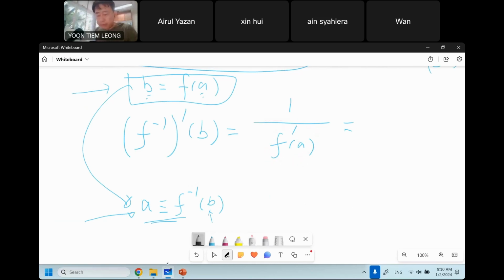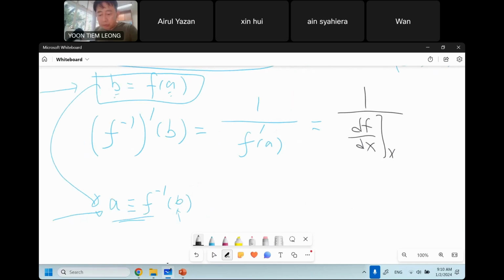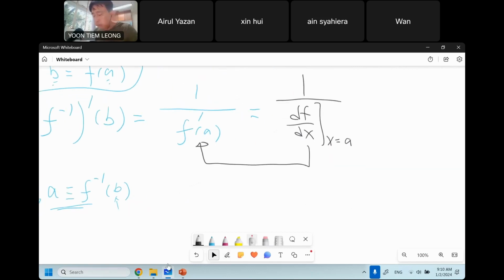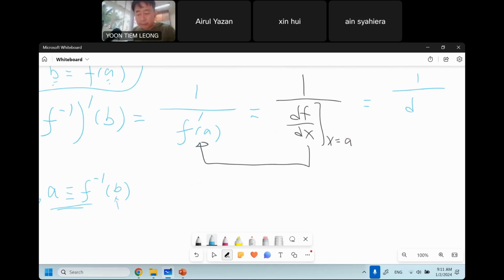So this is to say that you take the derivative of f, this is f prime, then f prime is a function of x, then you replace the argument x by a. So this is just what this statement means. Okay, it's just expressed in a different notation. But here, a is known to be the value of f inverse evaluated at b. So the value of a can also be expressed as this statement, df dx.